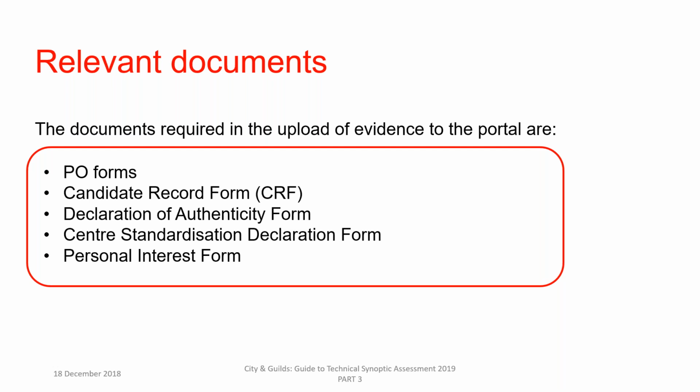The next 2 forms are generic and there should be only 1 uploaded per cohort per synoptic assessment. The Centre Standardisation Declaration form confirms that centres have undertaken internal standardisation for the marking of the synoptic assessment where there is more than 1 marker in the centre. And the personal interest form, which is used to provide information relevant to moderation. For example, when a marker has a personal interest in a candidate, perhaps they're their parent or other relation.